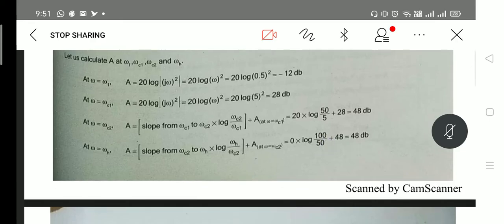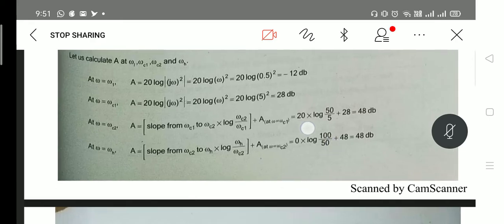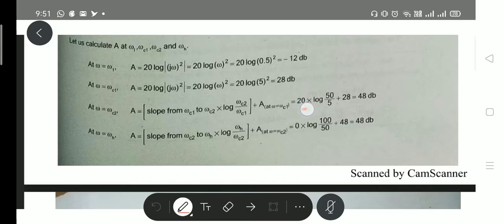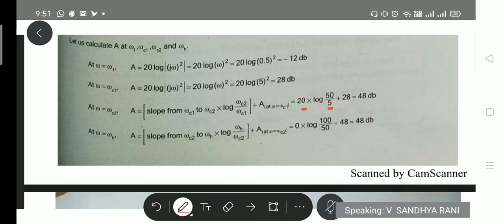Here slope will be 20, and log omega C2 value, that is 50. Omega C1 value is 5. So substituting here, then we will get plus previous magnitude also. Plus previous magnitude, that is 28 dB. So substituting here, then we will get 48 dB.